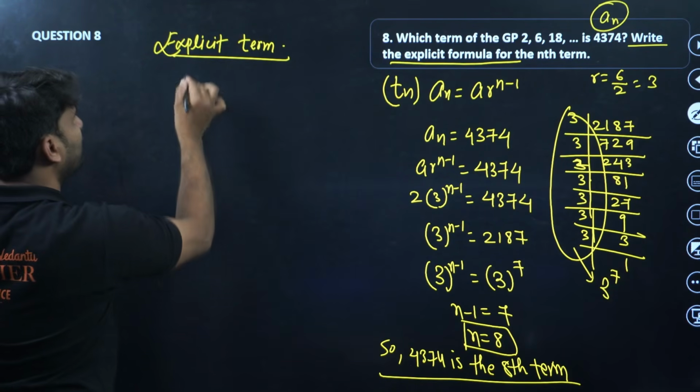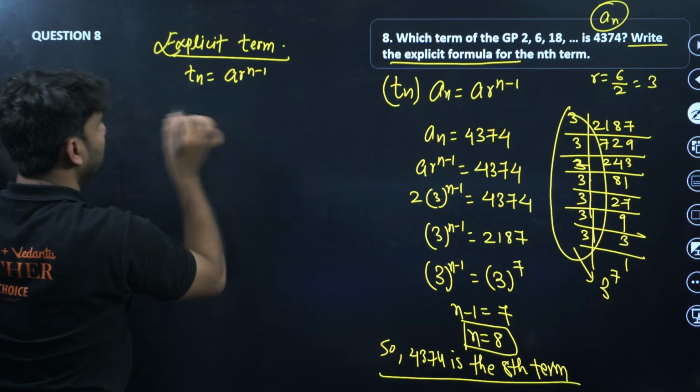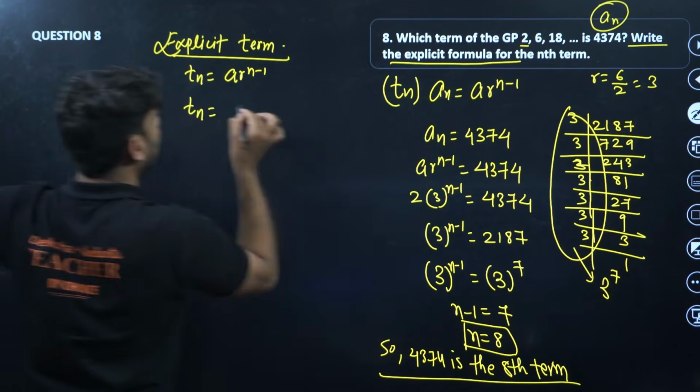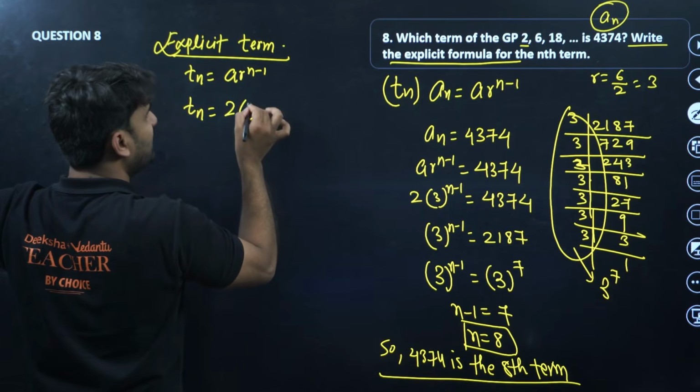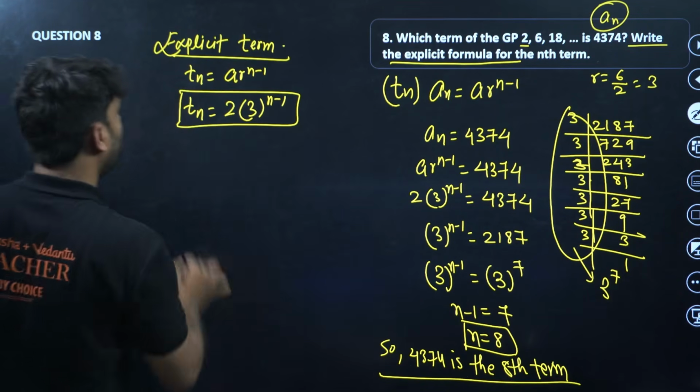So this is explicit formula, this is Tn, which is a r to power n minus 1. A we have, the first term is 2. R we have, R is 3, so Tn is 2 times 3 to power n minus 1. This is the answer.